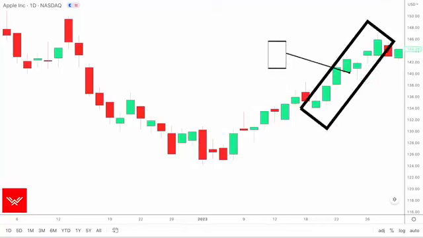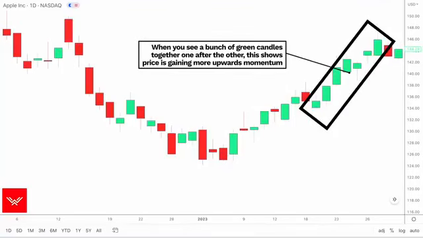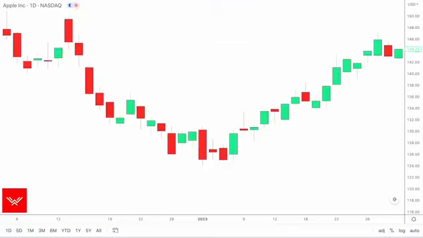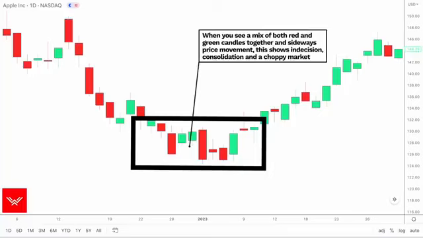When you see a bunch of green candles together, one after the other, this shows price is gaining more upwards momentum. When you see a bunch of red candles together, one after the other, this shows price is gaining more downwards momentum. When you see a mix of both red and green candles together and sideways price movement, this shows indecision, consolidation, and a choppy market.